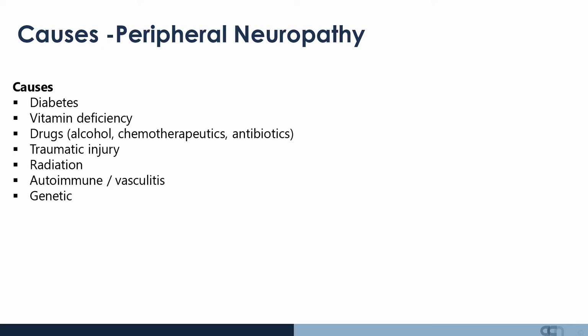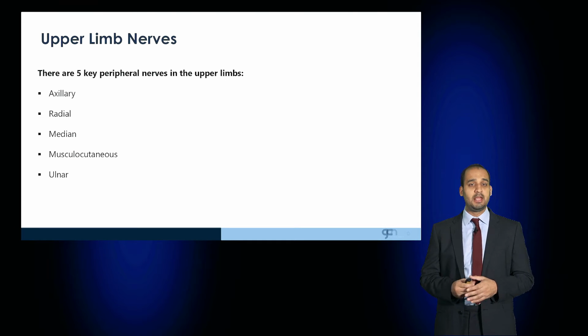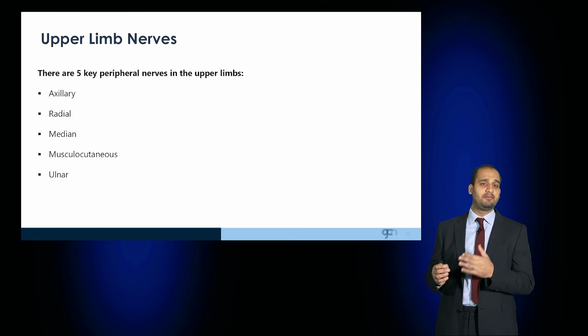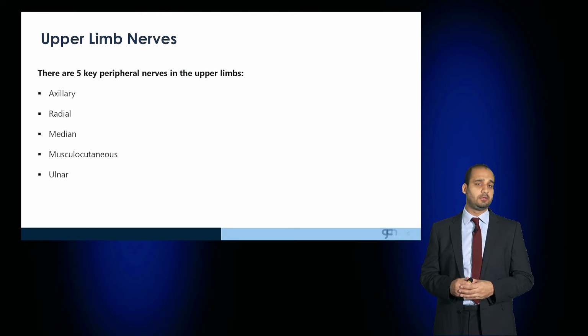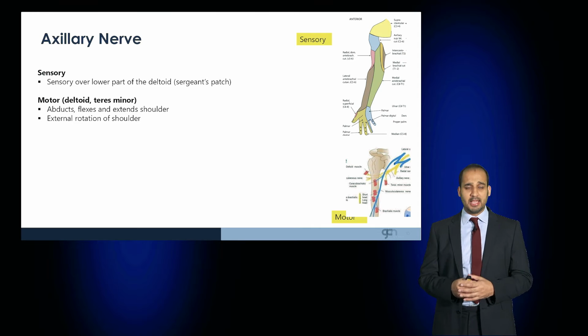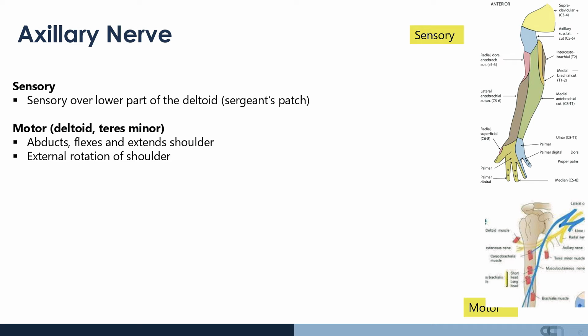We're going to start by focusing on some of the upper limb nerves. There are 5 key nerves that we'll focus on in the upper limbs: the axillary nerve, radial, median, musculocutaneous and the ulnar nerve. The axillary nerve has important sensory and motor components. The axillary nerve provides sensation over the lower part of the deltoid, commonly referred to as sergeant's patch. The motor component is to the deltoid and teres minor.